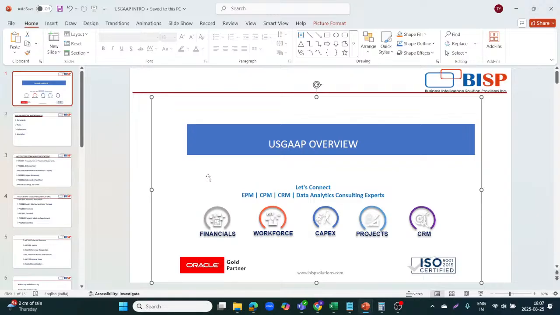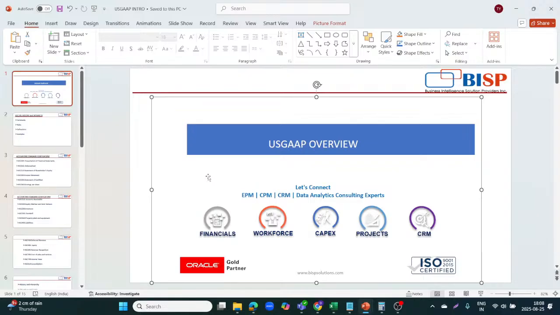So our today's topic is US GAAP. We'll see an overview of what US GAAP is. We are going to start with the US GAAP accounting standard that is known as accounting standard codifications. So US GAAP is generally accepted accounting principles.